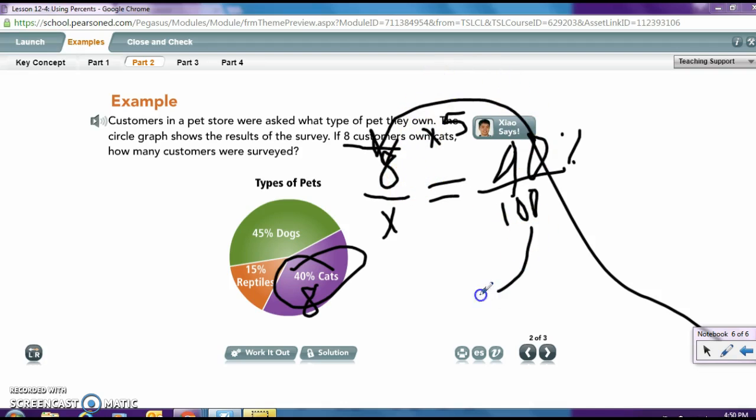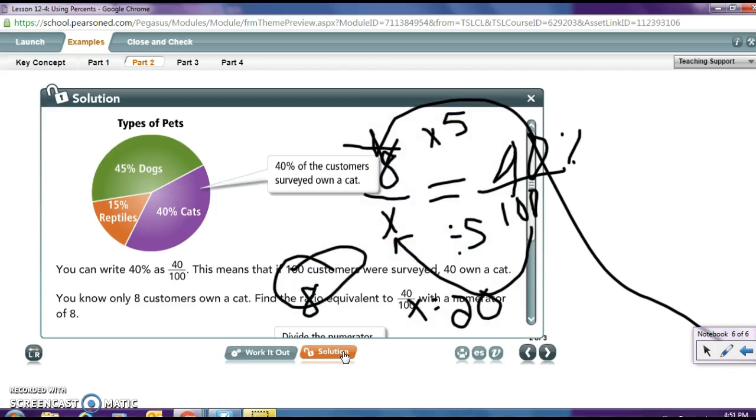Well, what is 100 divided by 5? 100 divided by 5 will give me my answer. So 100 divided by 5 means my x will be equal to 20. What does that mean, Miss S? That means a total of 20 people were surveyed here for this result. Let's go ahead on to the next screen.